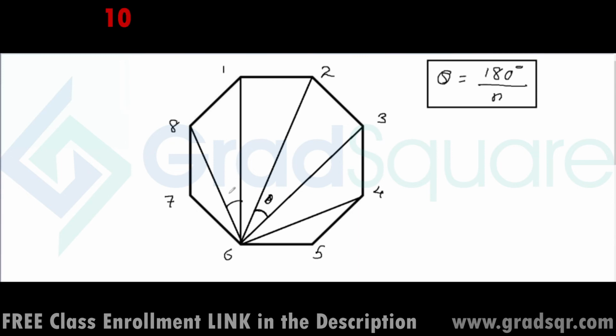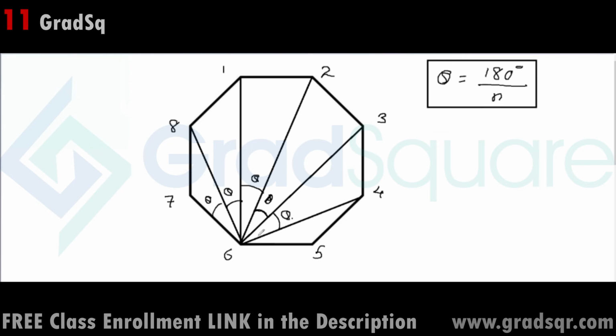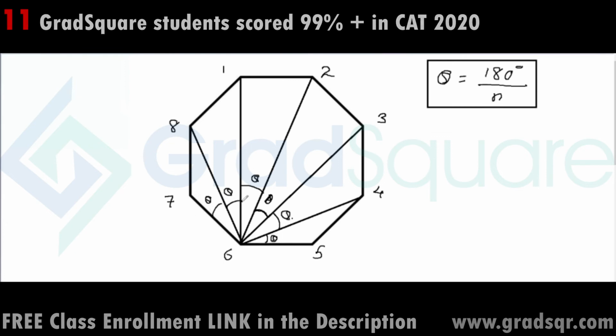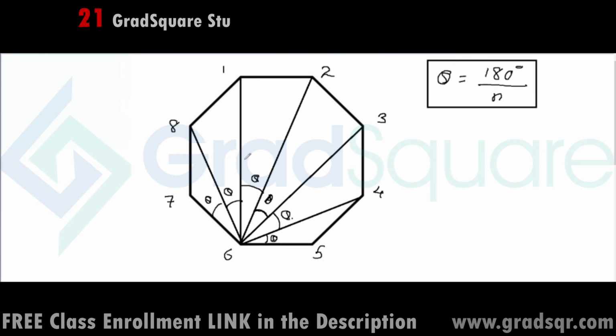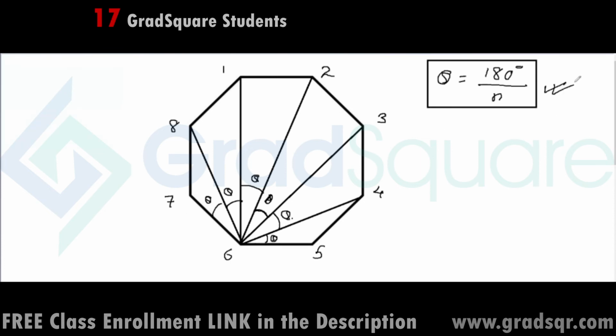So then this angle is theta, this angle is theta, this is theta, this is theta, and surprisingly even this is theta and this is theta. So any angle between two diagonals drawn from the same vertex, or even one side and one diagonal, you can find out by knowing the basic formula for theta, which is equal to 180 degrees by n, where n is of course the number of sides of the regular polygon.